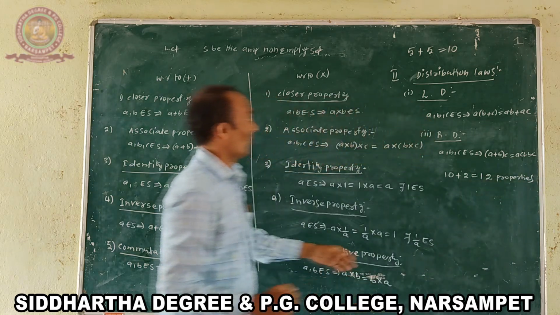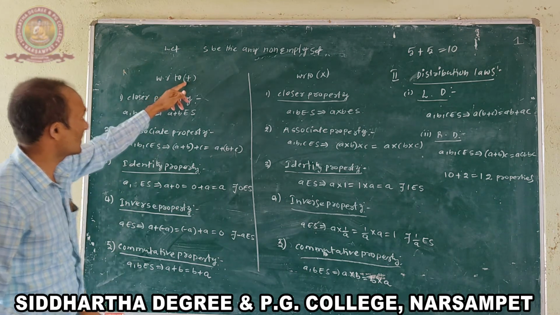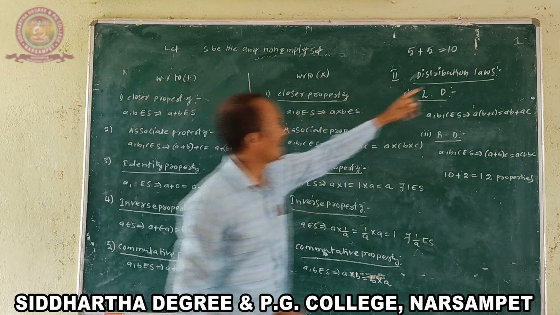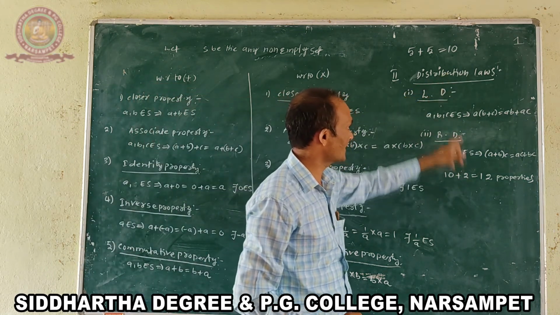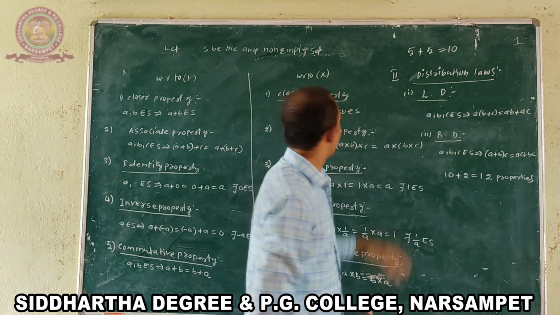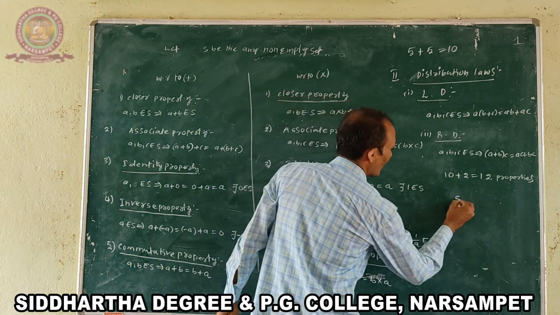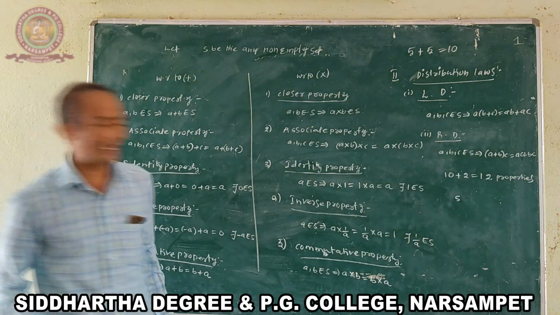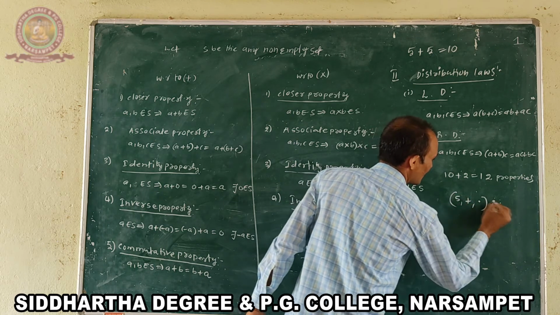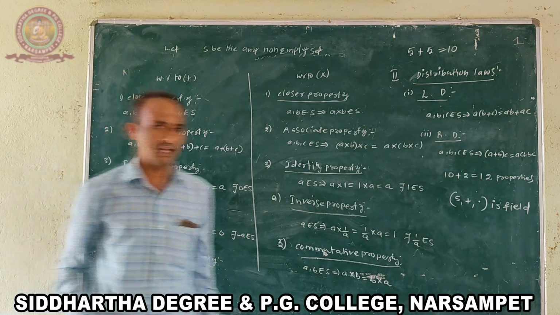Finally, S satisfies 5 properties with respect to addition, 5 properties with multiplication, and these two properties, which are the distribution laws. Totally S satisfies these 12 properties, then S is a field. It is denoted by (S, plus, dot) is a field.